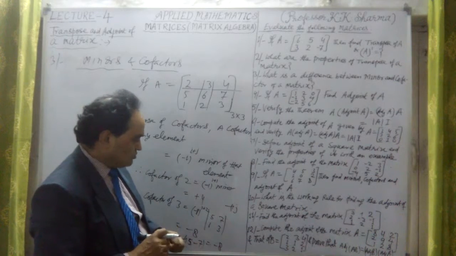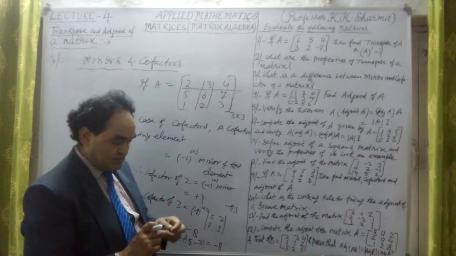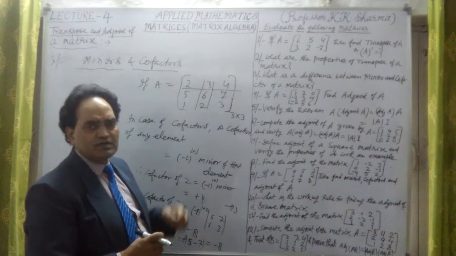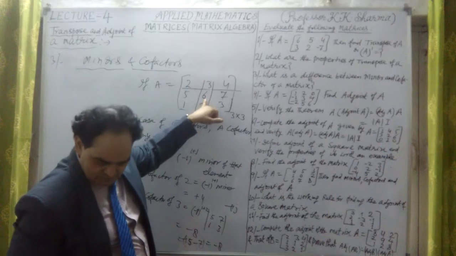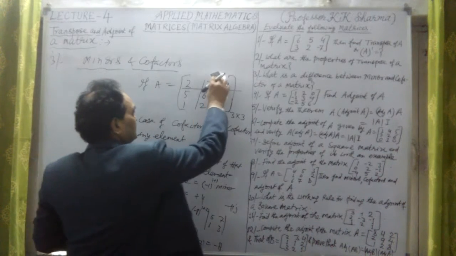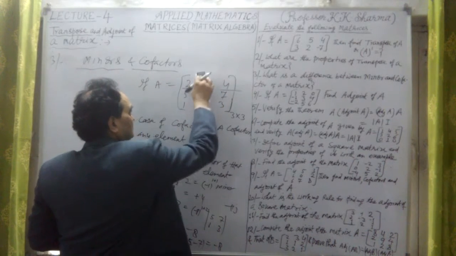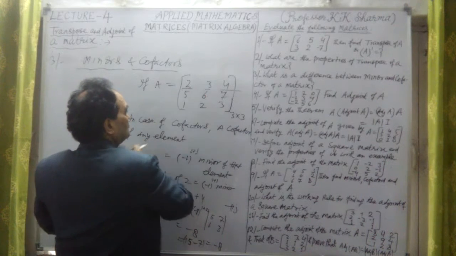Alright, this is how we find out the cofactors of any element. The cofactor of any element can be calculated. Suppose we have to find out the cofactor of 6. This is 6 here. Let me remove these lines.